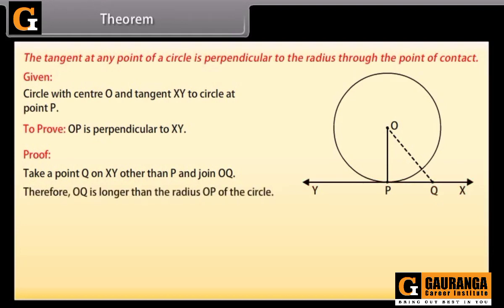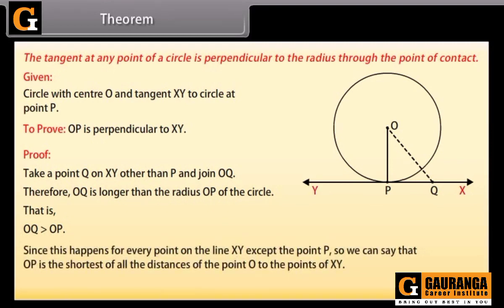Therefore, OQ is longer than the radius OP of the circle. That is, OQ is greater than OP. Since this happens for every point on the line XY except the point P, we can say that OP is the shortest of all the distances of the point O to the points on XY. Hence, OP is perpendicular to XY.